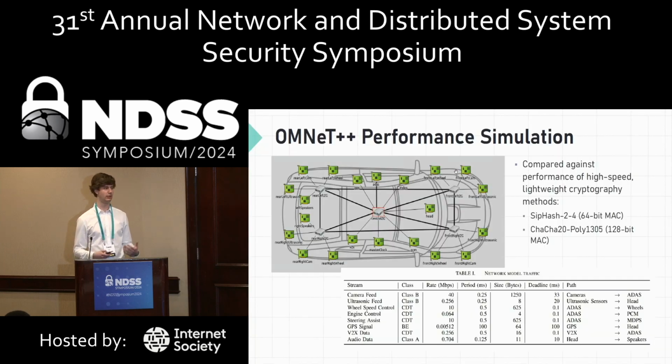To test out how well this worked performance-wise, we created a simulation of an in-vehicle network with a similar topology to this using a tool called OMNeT++. And we gathered data from a bunch of other papers and sources about what a vehicle network might look like in this case, as well as what kind of packet flows you would have going on, and created this table of packets going different places. We compared our method to a baseline no-security case with nothing extra, as well as two high-speed, lightweight cryptography methods that are among the fastest that we could find, SipHash and ChaCha20-Poly1305. Both of them you can use to create a message authentication code of various lengths.